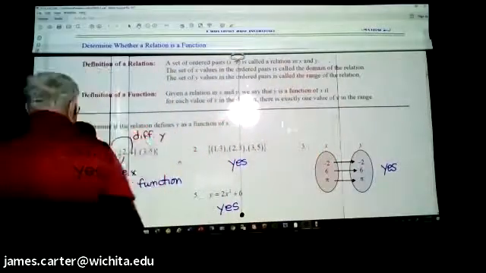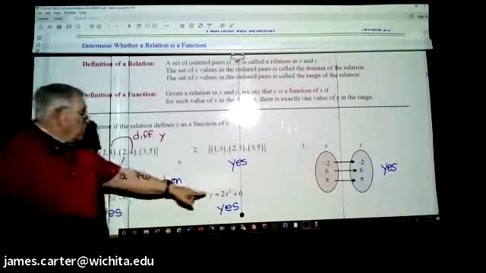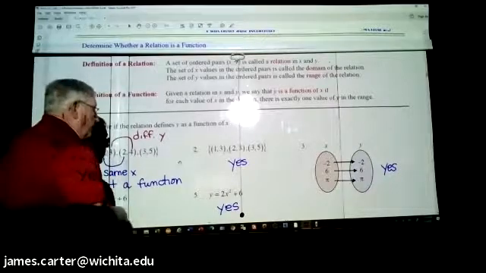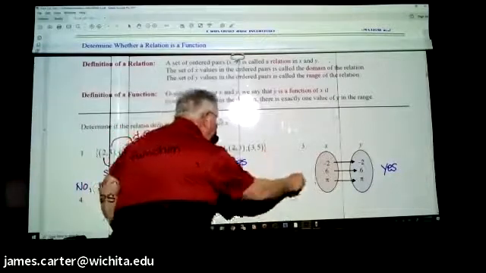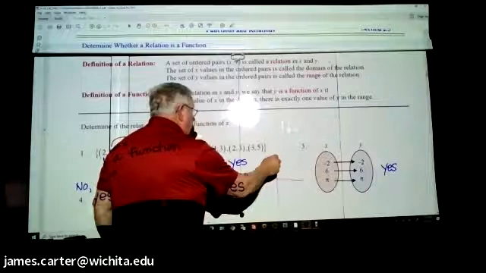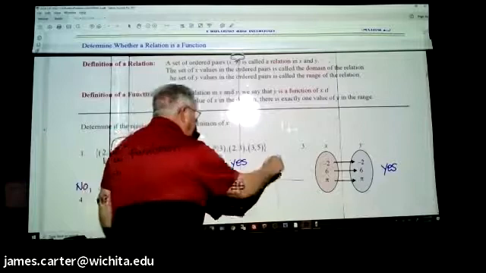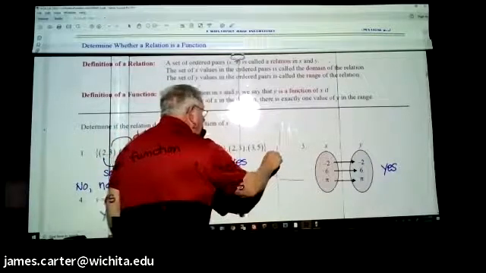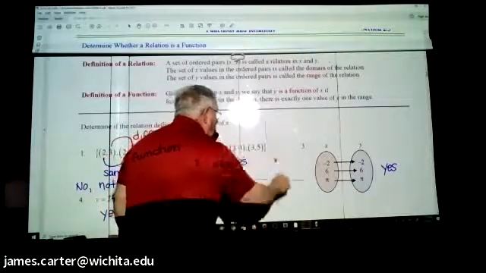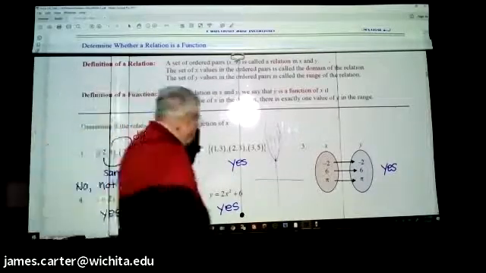Number 4, this is a line, so it's going to be yes. This one is a parabola. What is this parabola going to look like? Well, first place, it's going to start up here. That's what this does. And that 2 times makes it steeper. So it's going to look something like this. But still, with the vertical line test, only one point per x value. So that one is yes.